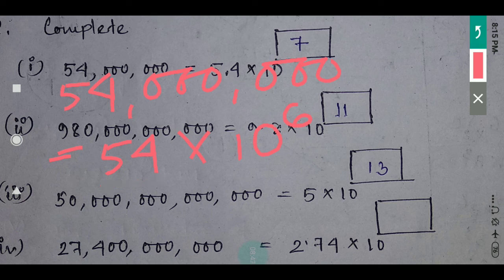No, 54 is a very large number, it is not in the range 1 to 10. So we have to take this number in between 1 to 10. If I write 5.4, then it is in between 1 to 10. Here I have shifted the decimal point once, one decimal place. So one will be added, 6 plus 1 is 7. That means it will be 5.4 into 10 power 7.